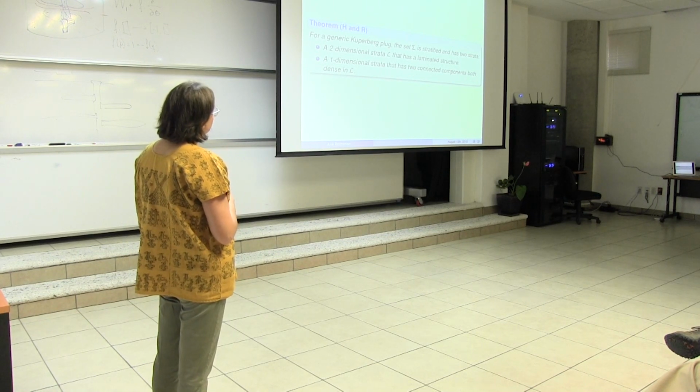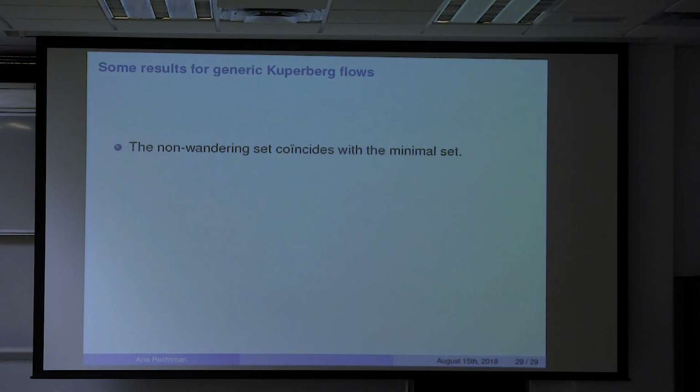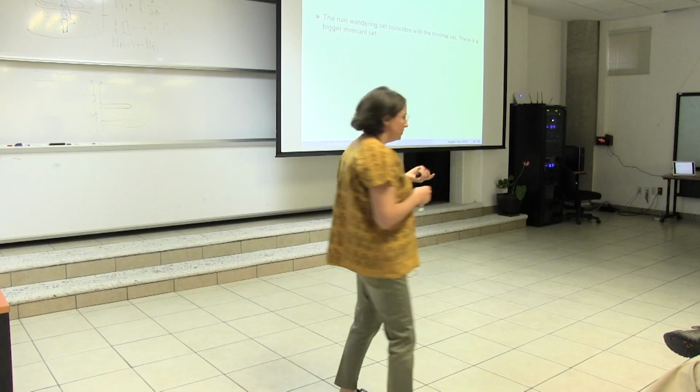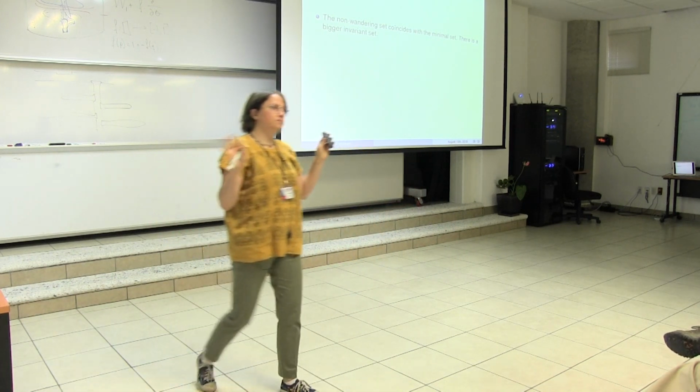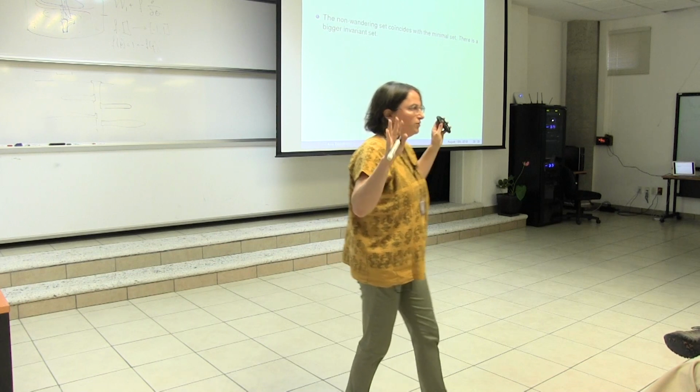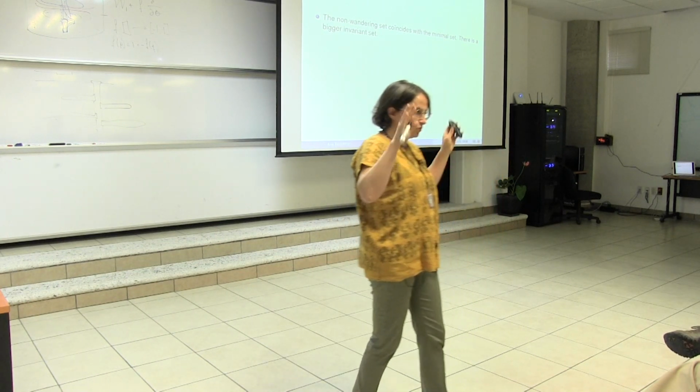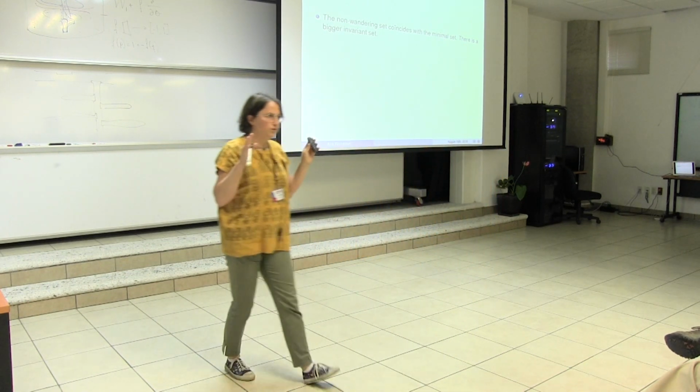And then we prove a bunch of things. In the generic situation, the non-wandering set of the plug coincides with the minimal set. But there is a bigger invariant set, though it doesn't contain any minimal sets. There is a bigger invariant set inside the plug, and this is one of the reasons why the plug cannot be volume preserving.